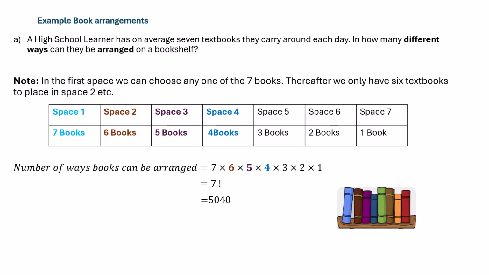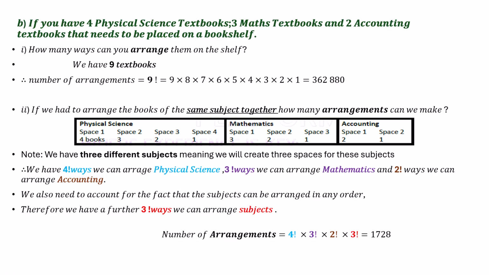Let's look at the next example. If you have 4 physical science textbooks, 3 maths textbooks, and 2 accounting textbooks that need to be placed on a bookshelf, how many ways can you arrange them on the shelf? All in all, we have 4 plus 3 plus 2, which gives me 9 textbooks.